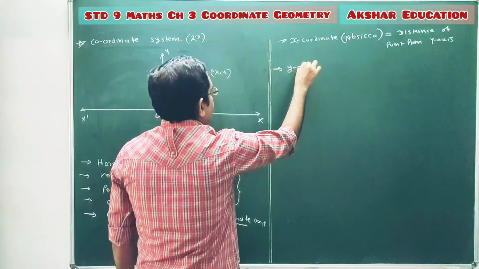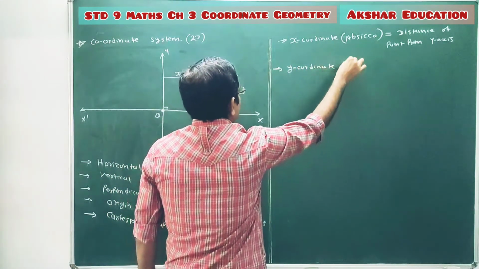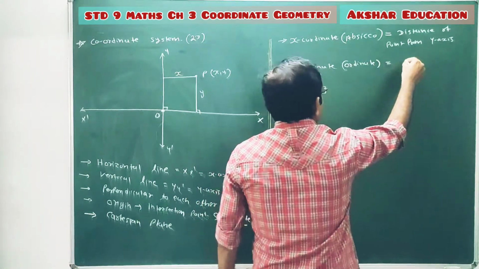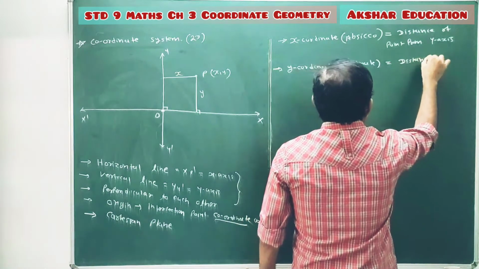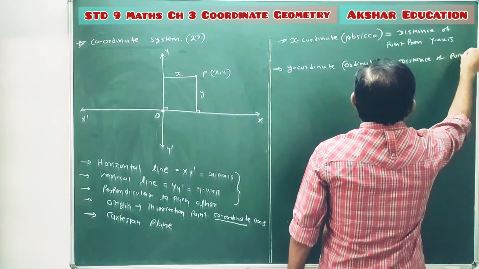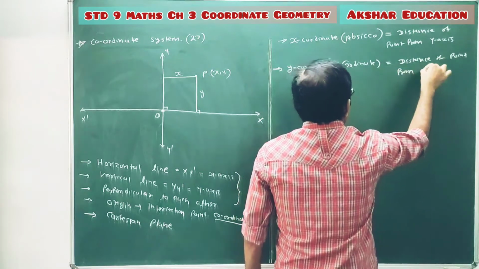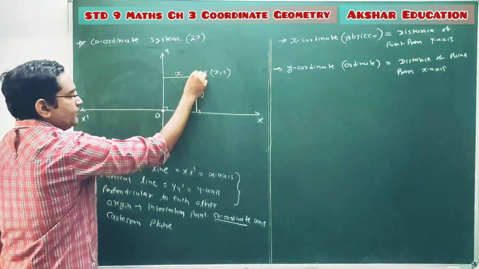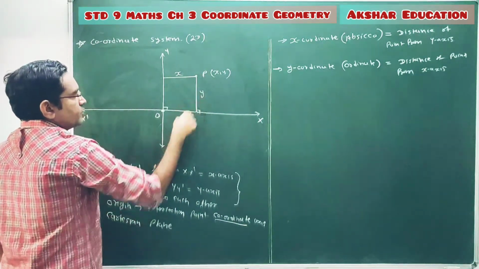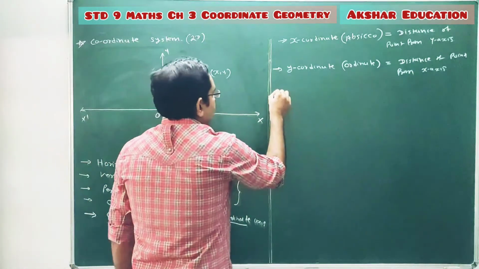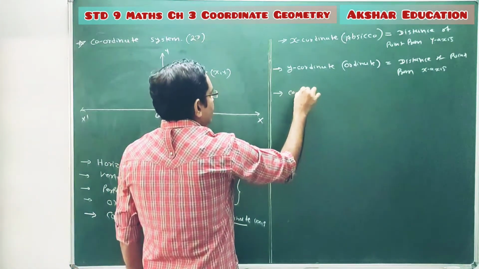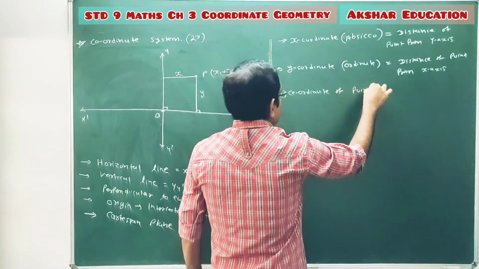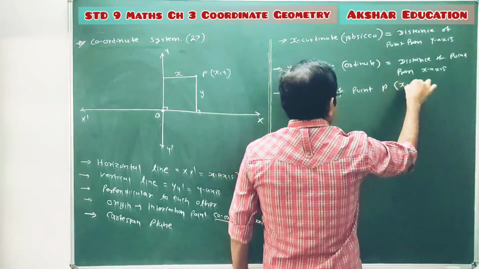Another one is the y coordinate. So what is the y coordinate? The y coordinate is also known as ordinate. Ordinate is nothing but the distance of the point from the x-axis. So the distance of this point P from the x-axis is y. Clear, students? So the Cartesian coordinates of point P are nothing but x comma y.